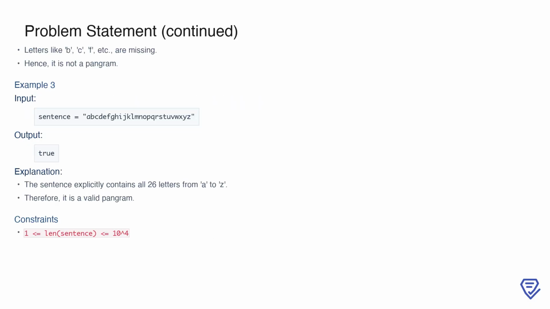To break it down further, in the second example, we can see that several letters are completely absent from the input. For instance, letters like B, C, and F are not found anywhere in the string LeetCode, which is why it doesn't meet the criteria of a pangram.